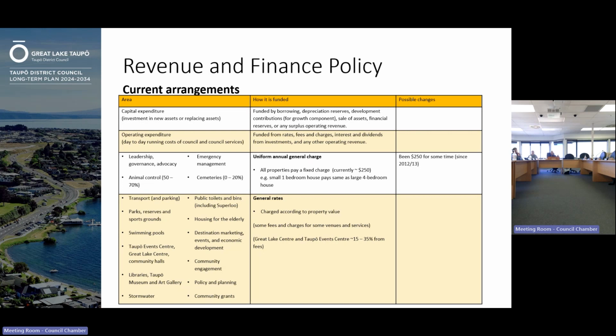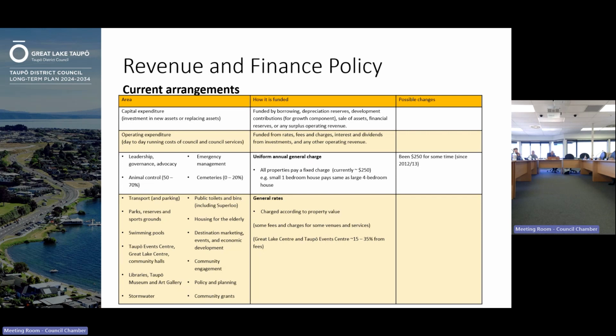The UAGC again, that's the next one. Just explain how that works. Okay, so now we're going to get into our different types of rates. The first one is the UAGC, if you like acronyms, Uniform Annual General Charge.